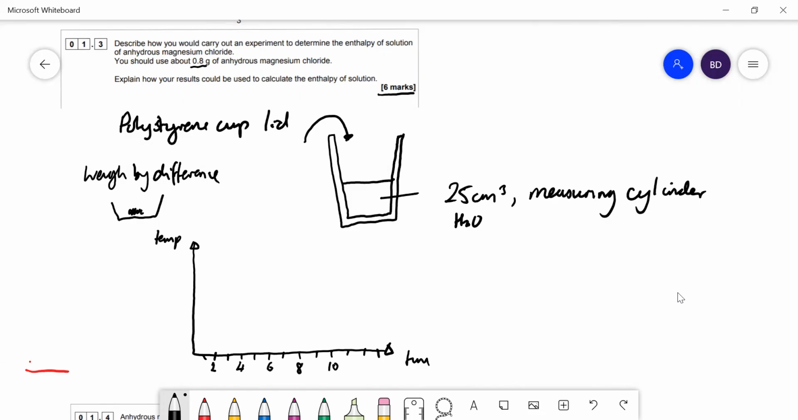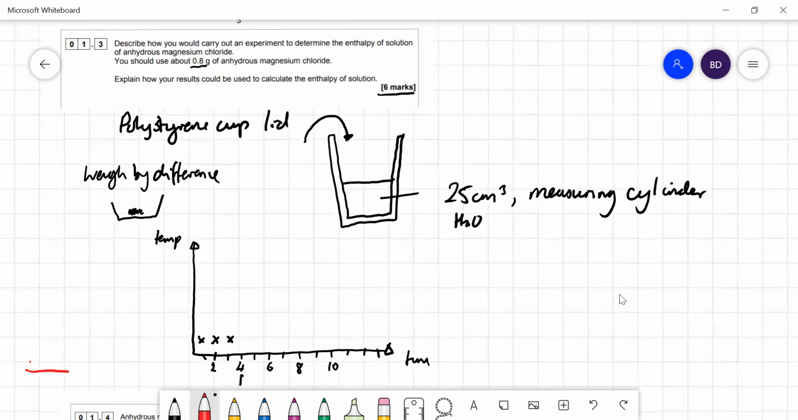Okay, so you're going to take the temperature every minute for 3 minutes before you add the stuff. And you're going to plot those lines there. At the 4th minute, you're not going to measure the temperature because you are going to add the magnesium chloride there.